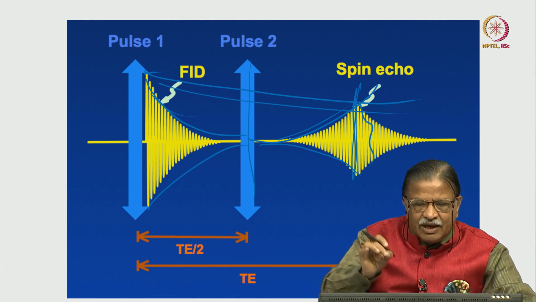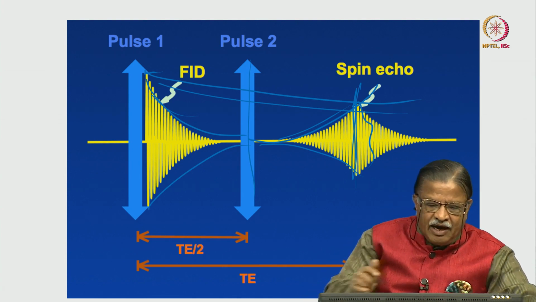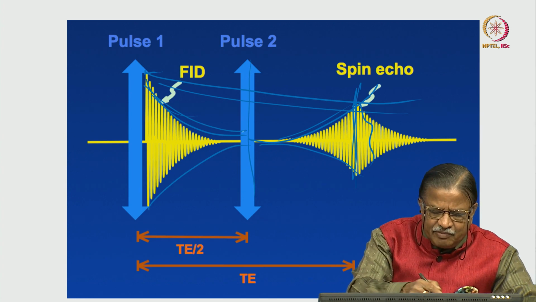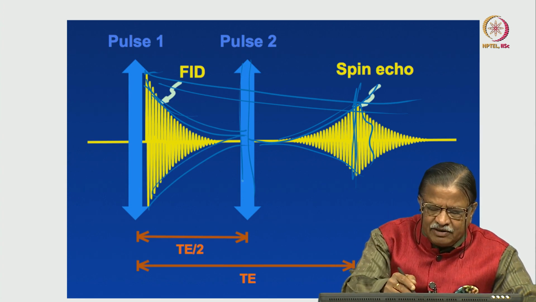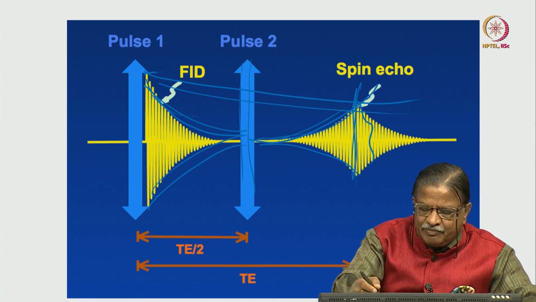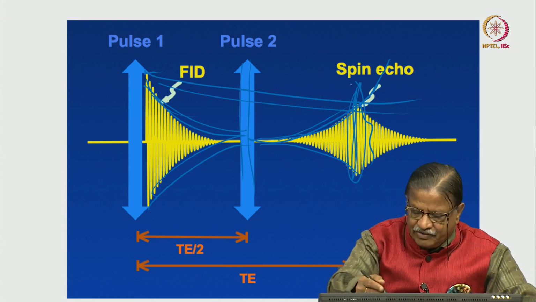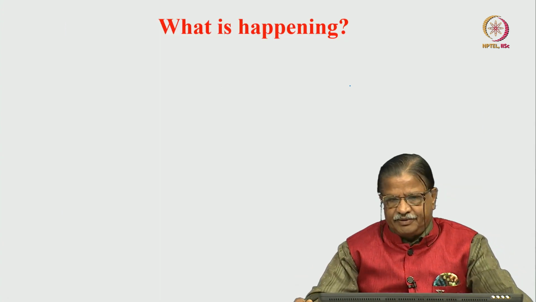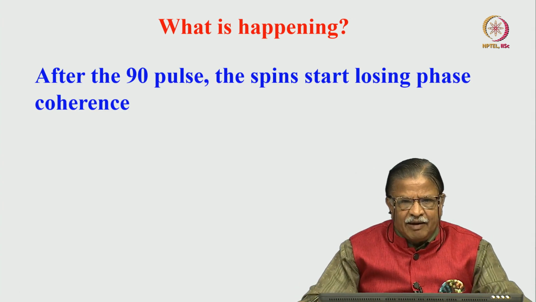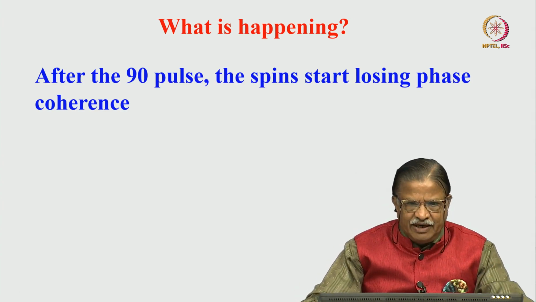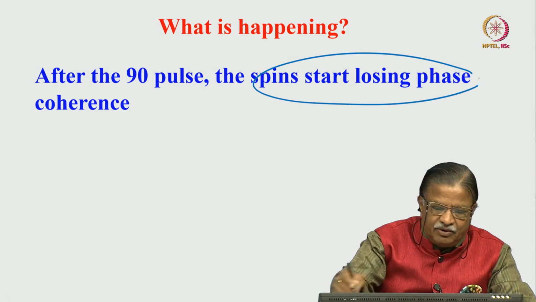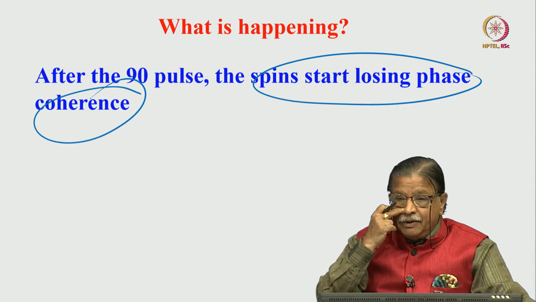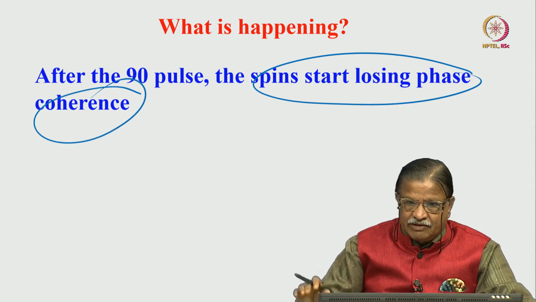This is a pictorial representation of a spin echo. Apply a 90 pulse, wait for some time, the spins start dephasing, apply a 180 pulse, wait for an equal amount of time, the spins start gaining phase and form an echo here. That is important. To be precise, after the 90 pulse, the spins start losing phase coherence. Coherence means signal magnetization in the XY plane.